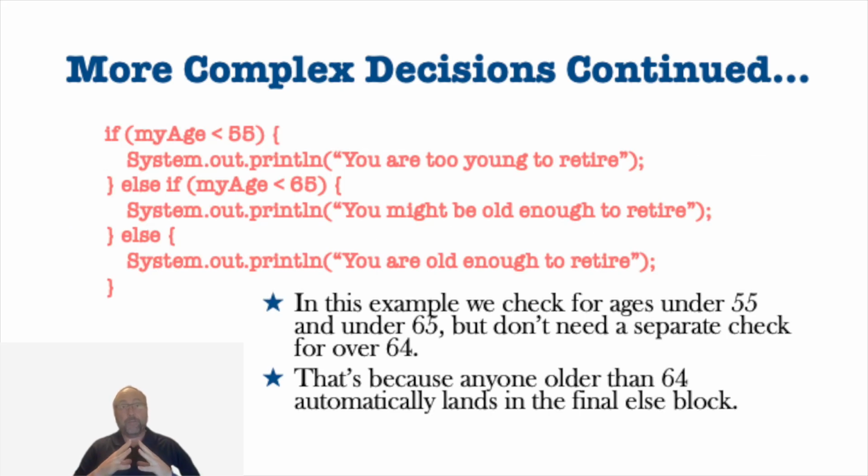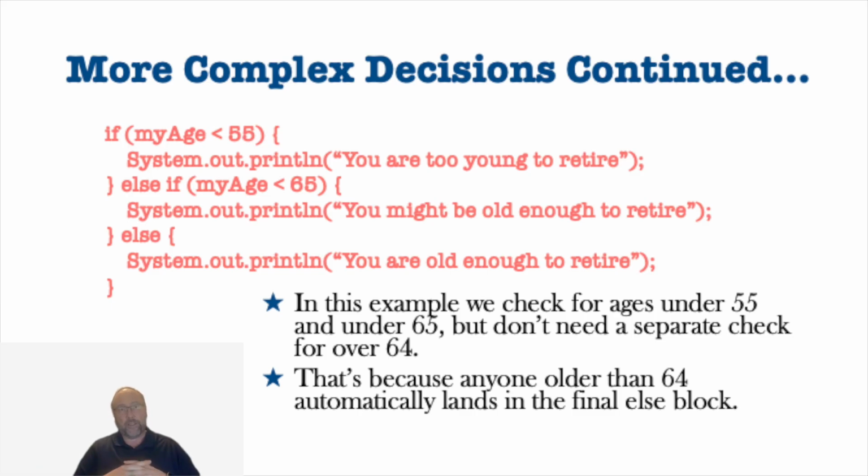So if my age is less than 55, then I'm going to output, you are too young to retire. If it's false, then I'm going to go down to this else if. If my age is less than 64, then I'm going to say, you might be old enough to retire, else you are old enough to retire.